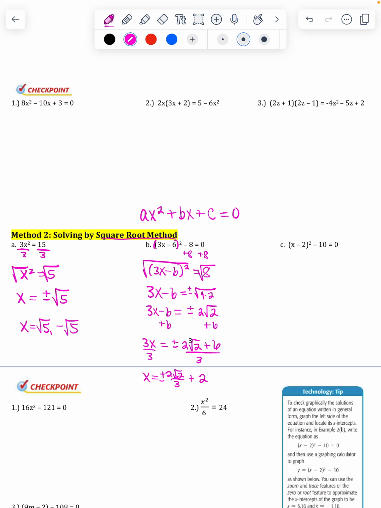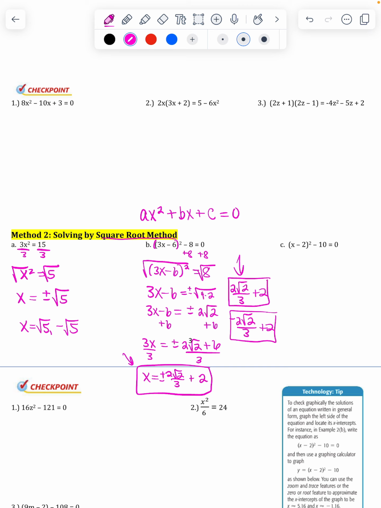This is going to cross the x-axis at positive 2 root 2 over 3 plus 2. That's one answer. And negative 2 root 2 over 3 plus 2. That's our other answer. You can leave it right like this, though, if you would prefer, but technically that is what the plus or minus means over here, but you can leave it like this if you would rather.